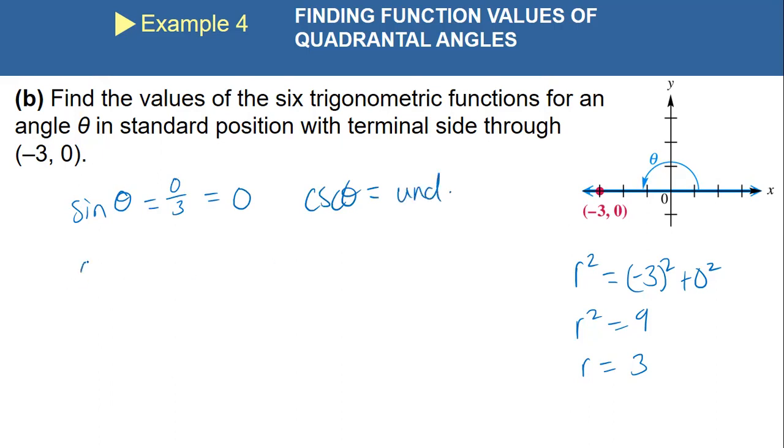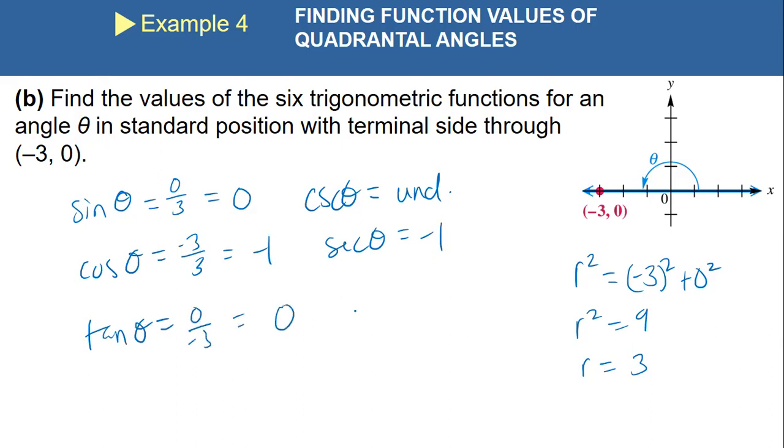Perfect. Now we have cosine of theta, which is -3 over 3, which equals -1. What is the secant theta going to be? Still -1, perfect. Tan of theta, 0 over -3, which equals 0, perfect. And cotangent of theta, undefined. Okay. This is going to be for any angle, no matter what the ordered pair is, that measures 180 degrees. Does that make sense?